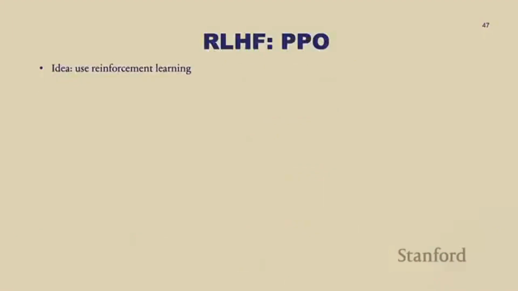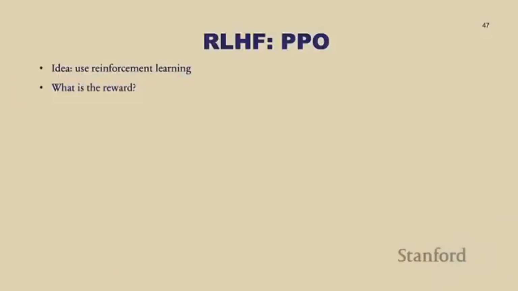So there are 2 ways that we're going to talk about, and 2 that are mainly used in the community. The first one is simply the idea of using reinforcement learning. So hopefully you all know what reinforcement learning is now. So when you think about using reinforcement learning, one important question is what is the reward that we're optimizing? So in this case, there are really 2 options that I could think about.